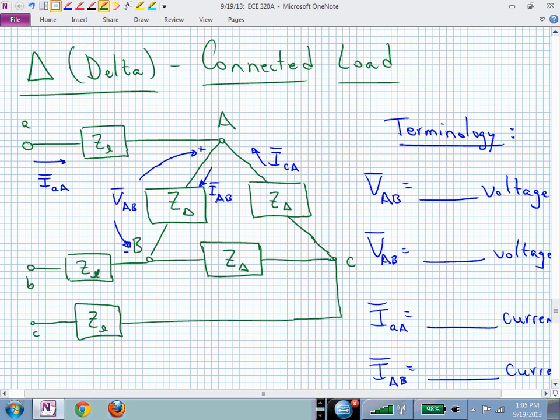But now let's look at this delta connected load and try to just get clear on these concepts in the other configuration. V sub AB, is that a line voltage or a phase voltage? How many think it's a line voltage? How many think it's a phase voltage? How many aren't thinking? If you're confused, it doesn't matter, right? It's the same. That's the voltage across one impedance, so that's the phase voltage. And in this configuration, it's also the line voltage. It's between terminal A and terminal B.